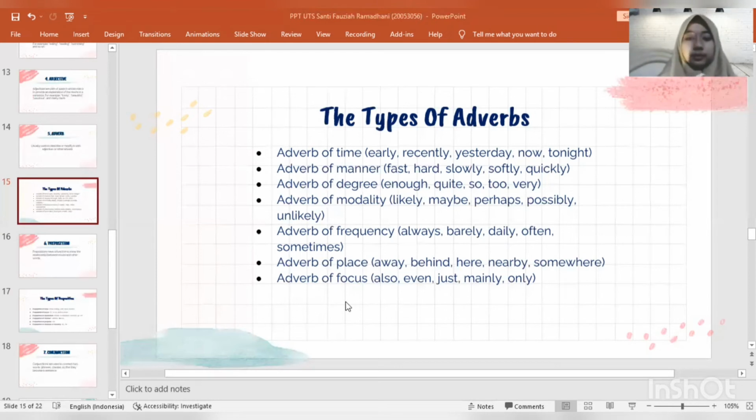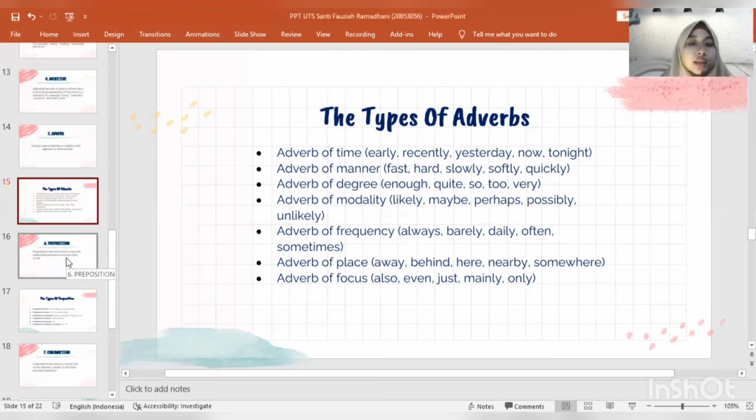The next is adverb of place. For example, away, behind, here, nearby, somewhere. And the last is adverb of focus. For example, also, even, just, mainly, and only.